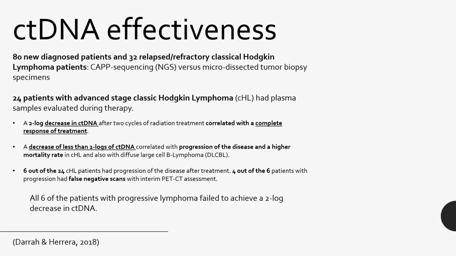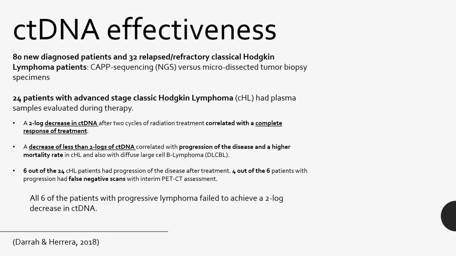In a study conducted using 80 newly diagnosed patients and 32 relapsed or refractory classical Hodgkin lymphoma patients, CAPP sequencing, which is a form of next-generation sequencing, was used to assess the number of abnormal circulating tumor DNA compared with micro-dissected tumor biopsy specimens. Liquid biopsy found 106 mutations compared to 96 mutations found using biopsy. 84 of the 96 mutations found in classic biopsy were found using liquid biopsy.